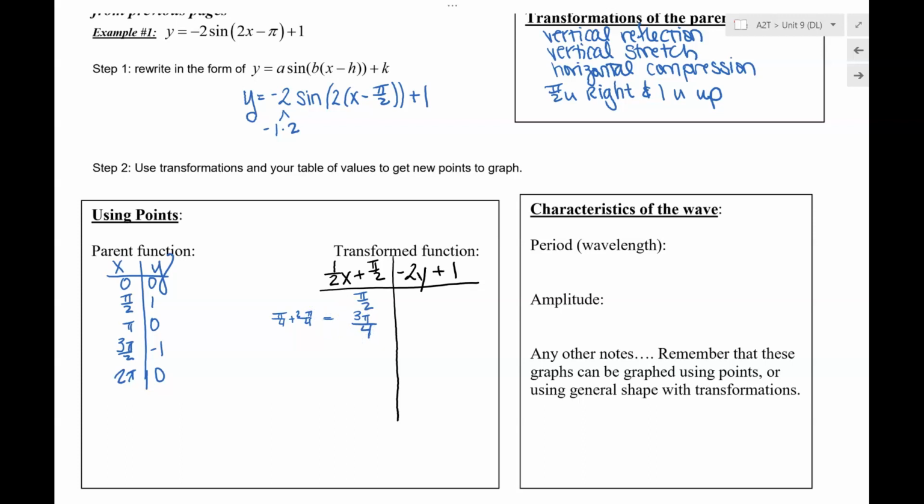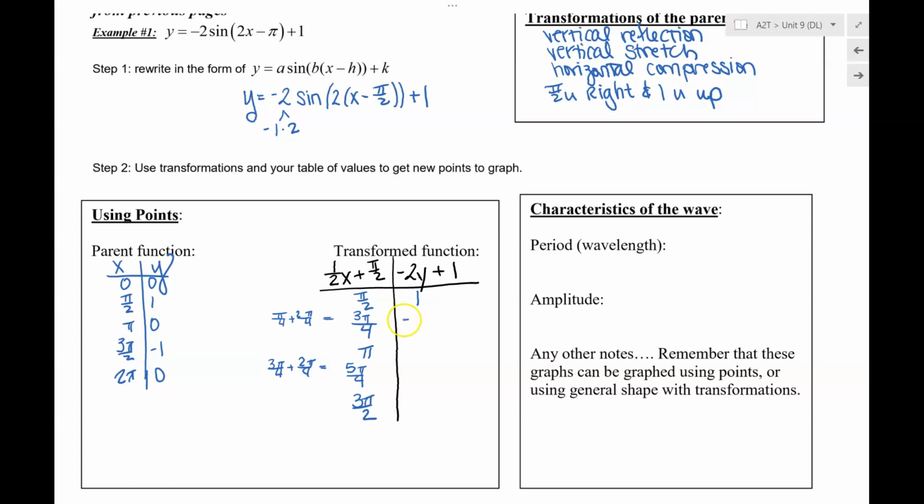If you plug in pi, you get pi over 2 plus pi over 2, which is 2 pi over 2, which is just pi. 3 pi over 2 gives us 3 pi over 4 plus 2 pi over 4. Common denominators, 5 pi over 4. And then if you plug in 2 pi, you get 2 pi over 2 plus pi over 2, which gives us 3 pi over 2. If you need to write them out, please do. Just because I'm doing a lot of it in my head doesn't mean you have to. Remember, I've been doing this a while. Don't call me old.